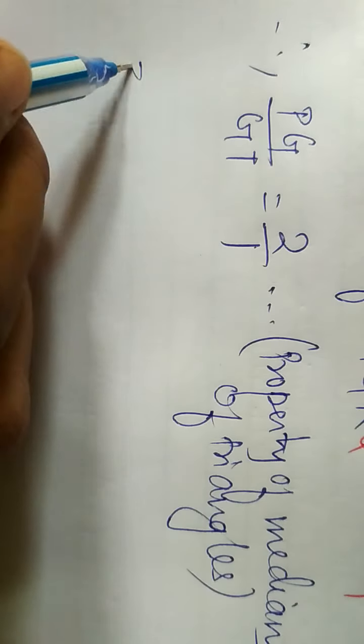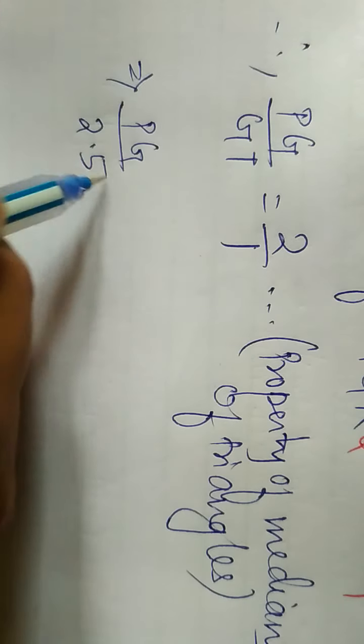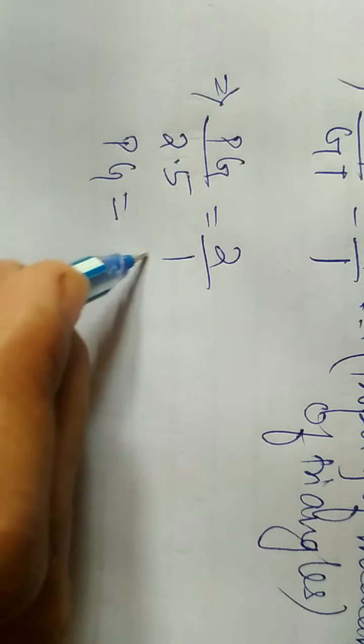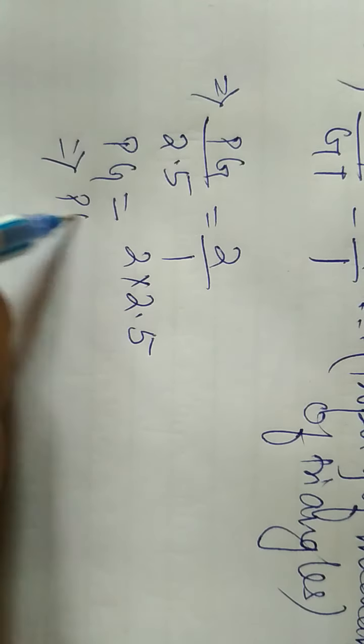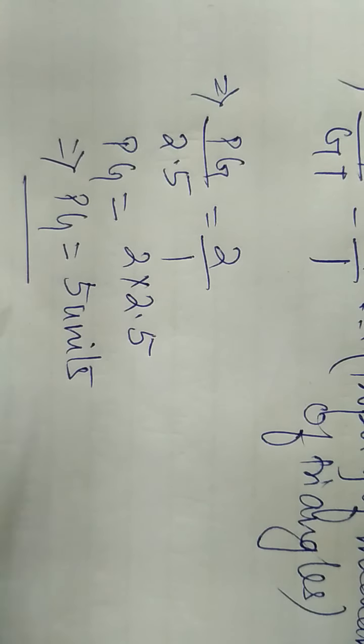Now we will substitute in the formula. PG upon GT, where GT is given as 2.5, is equal to 2 upon 1. So cross multiply it. PG will be equal to 2 multiplied by 2.5. What do we get? PG equals 5 units. So we found PG.